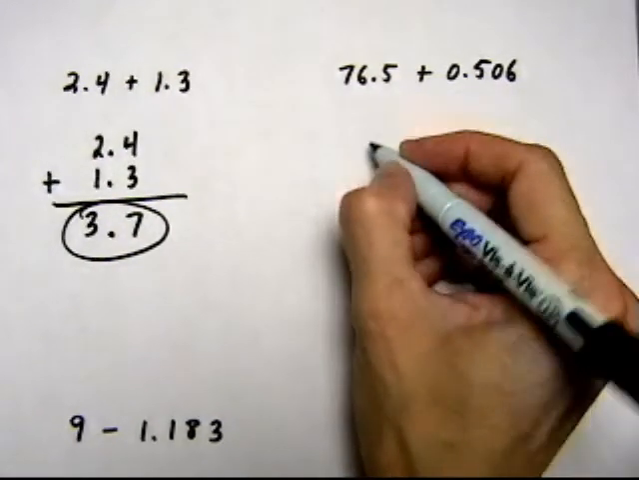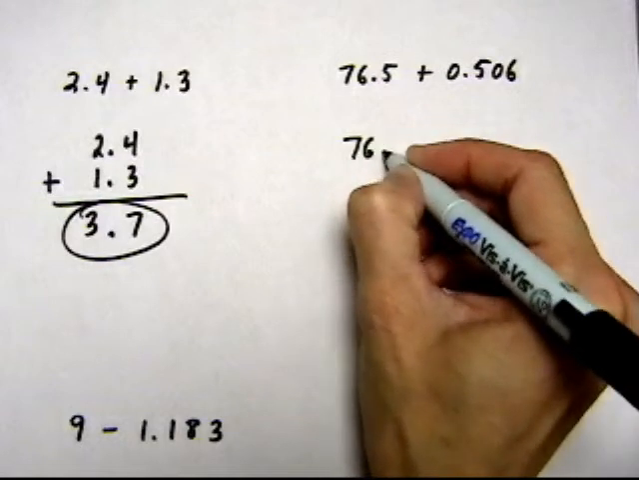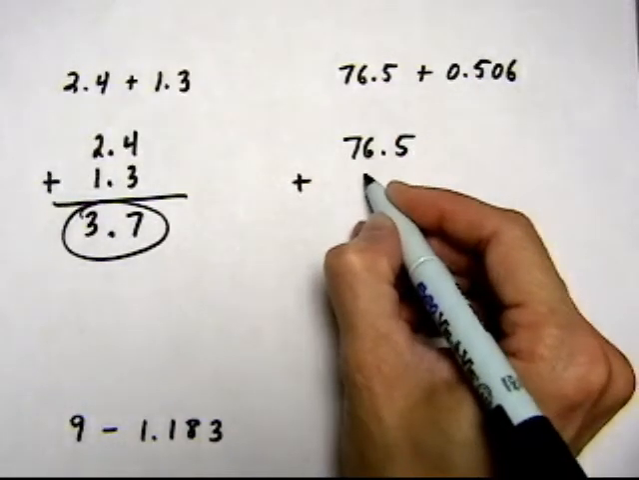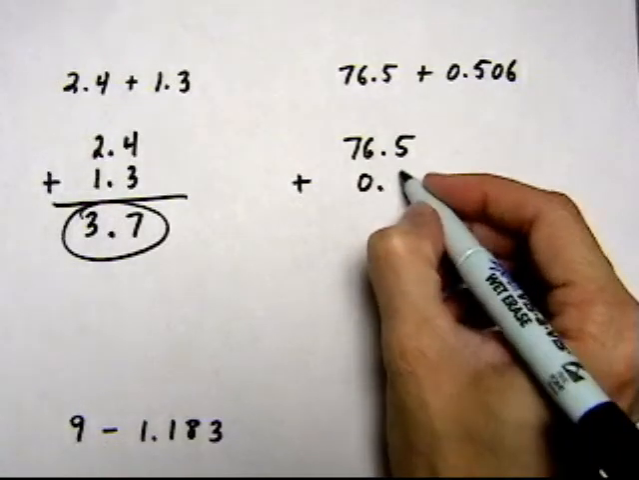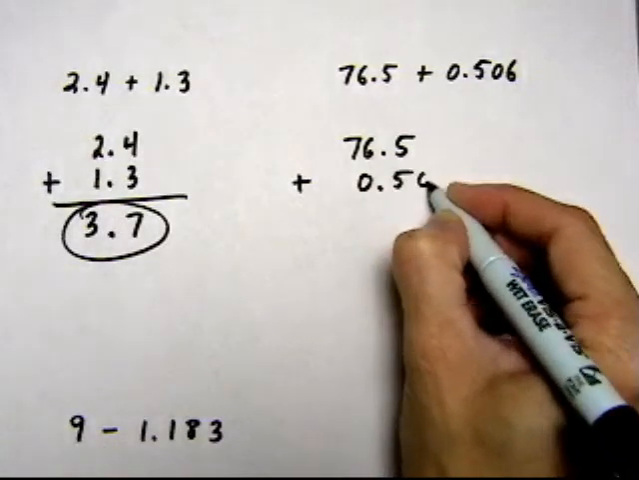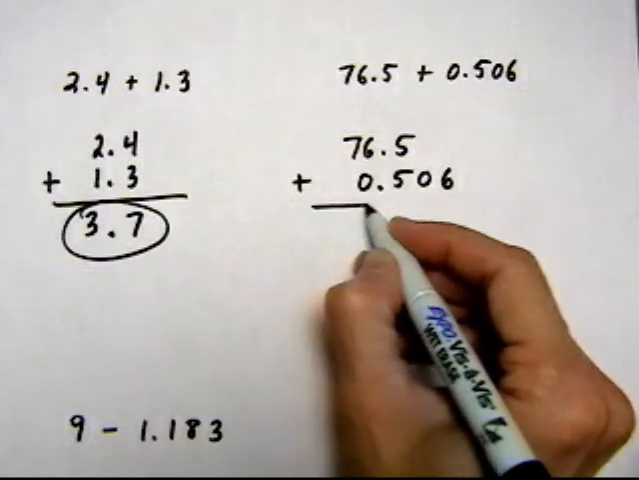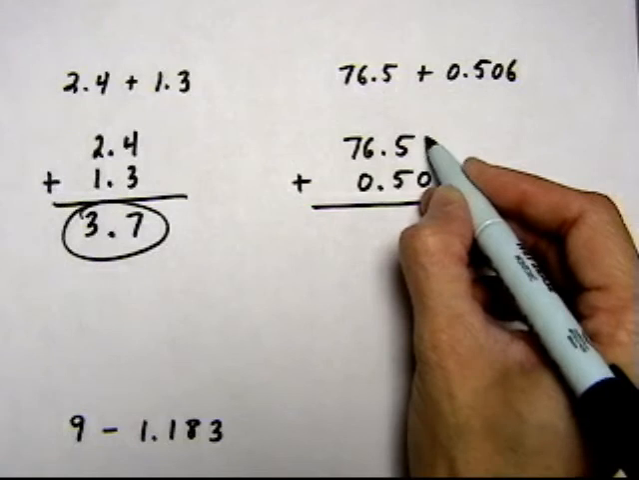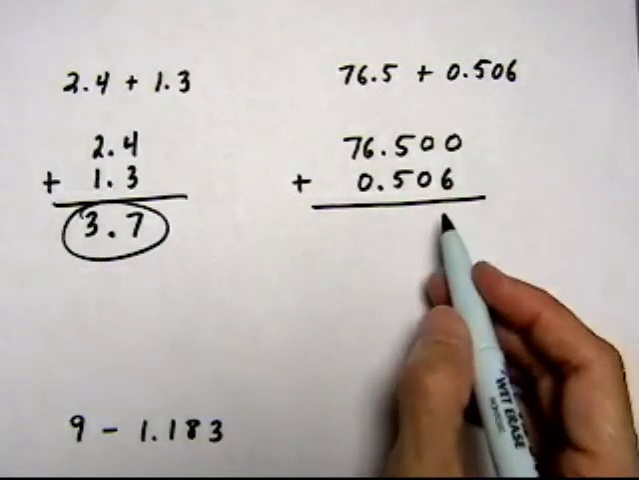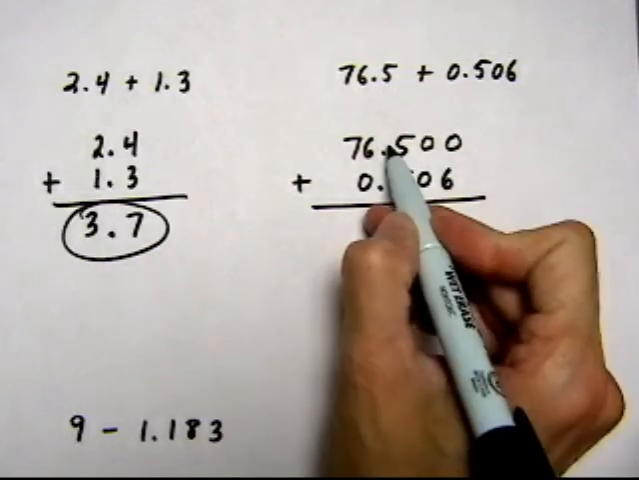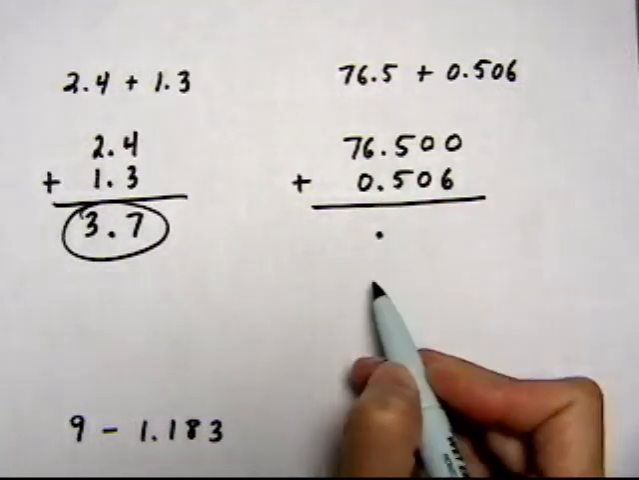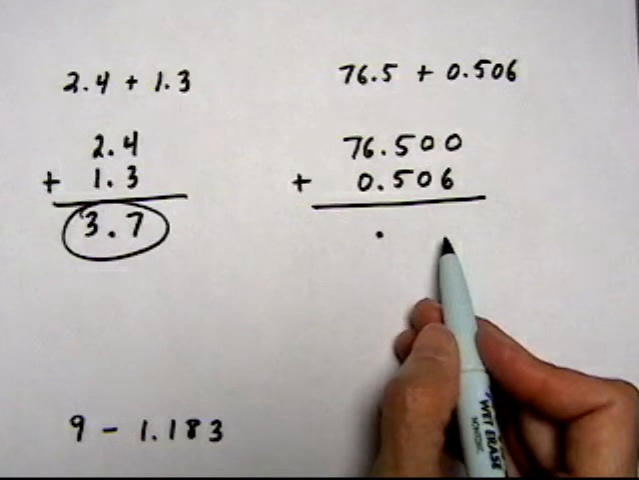So the next one, we're going to do the same approach. We're going to rewrite it as 76.5 plus 0.506, and I'm going to make sure to line it up so the decimal points line up. And we'll add those up. Now, just so it doesn't look funny, I'm going to put zeros here just to fill the empty spaces. And again, I'm going to take my decimal point, line it up in the answer right underneath, and then I'm going to ignore it. I'm just going to do the addition.